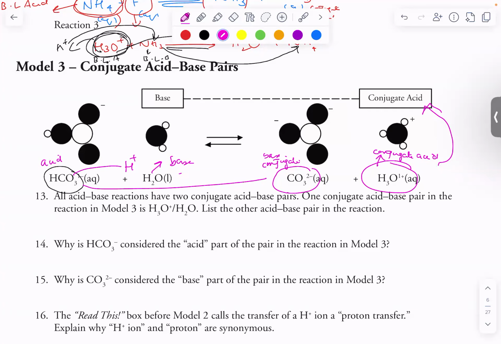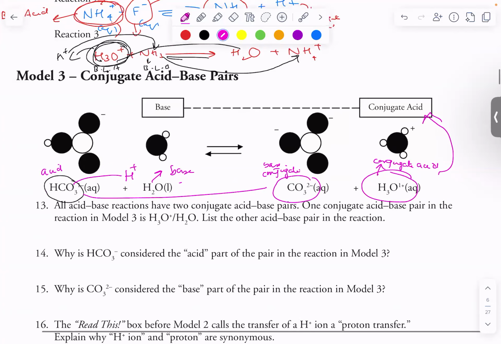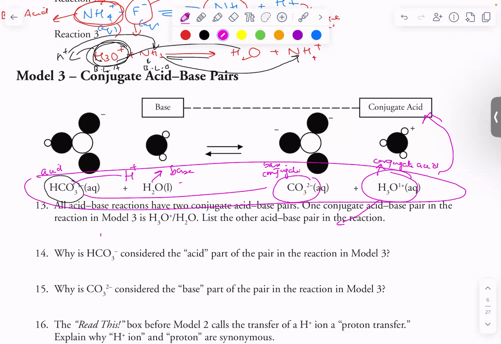So for H3O plus, H3O plus is the conjugate acid in this situation, but if the equation was reversed, then it would be the base. If you reverse this equation, it becomes H3O positive plus CO3 2 negative changes into HCO3 negative plus H2O. Yes, this would be the reverse equation, Somya.